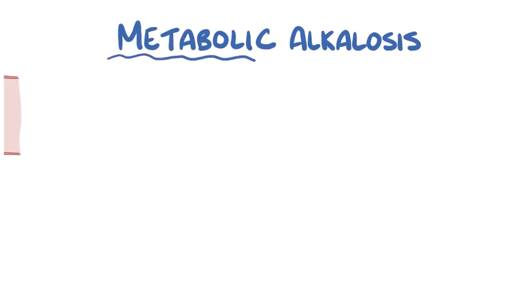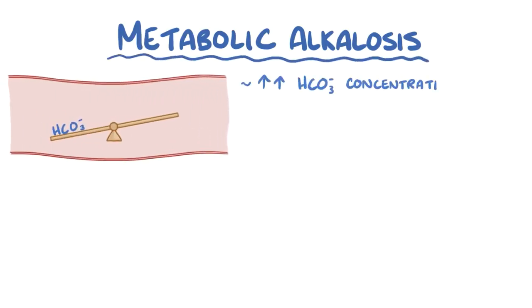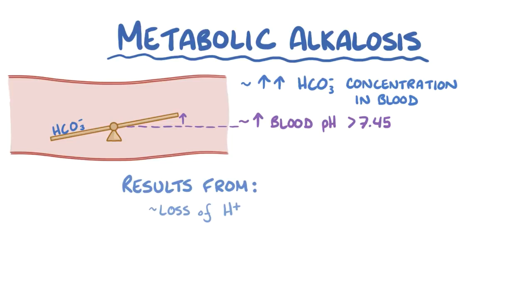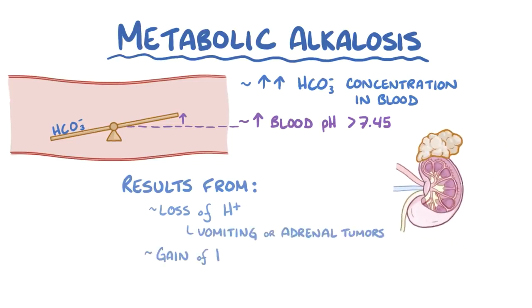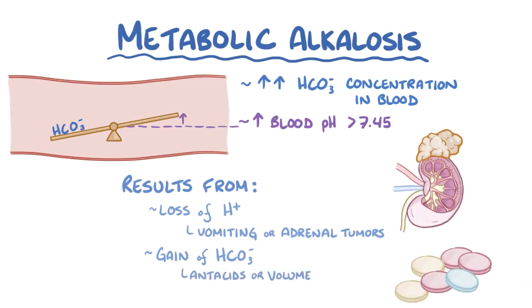Alright, as a quick recap, metabolic alkalosis is caused by an increased bicarbonate ion concentration in the blood that elevates blood pH above 7.45. This most frequently results in loss of hydrogen ions due to vomiting or adrenal tumors, and less commonly from a gain of bicarbonate ions from antacids or volume contractions.